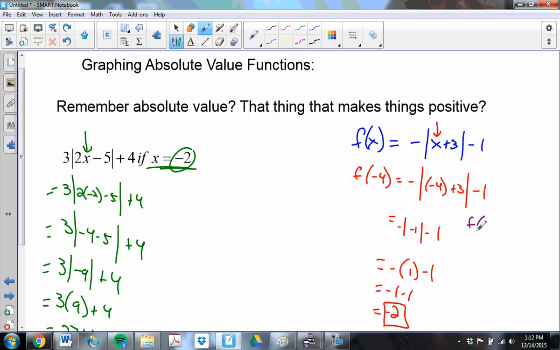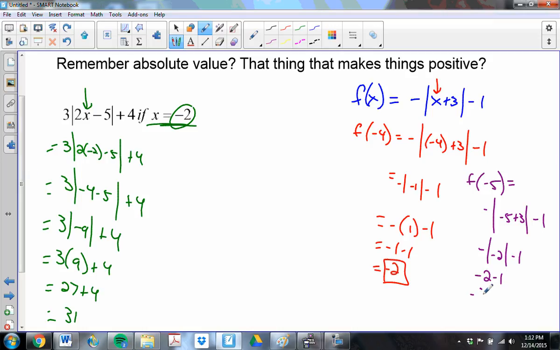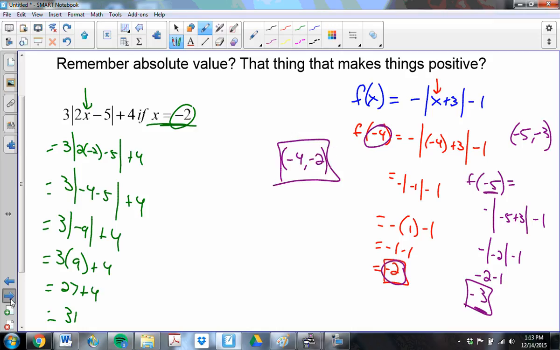Let's say we're going to do f of negative 5. Well, I'm going to have negative absolute value of negative 5 plus 3, minus 1. Negative 5 plus 3 is negative 2. The absolute value of negative 2 is 2. And negative 2 minus 1 is negative 3. This means if we plug in a negative 5 for x, we get out a negative 3 for y. It's really the point negative 5, negative 3. And here, if we plug in a negative 4, we get out a negative 2, so it's the point negative 4, negative 2. But when you graph, you just do that process lots of times.